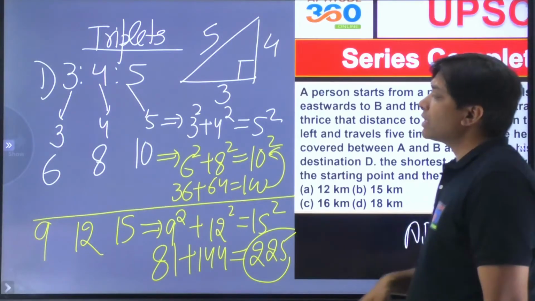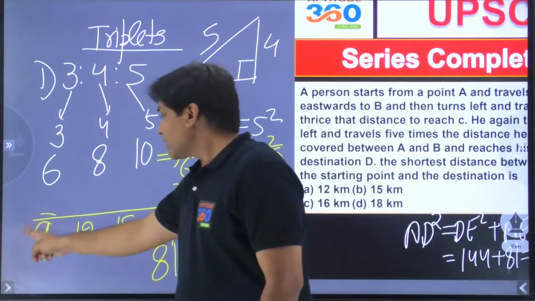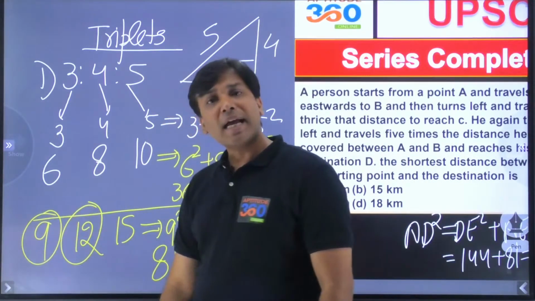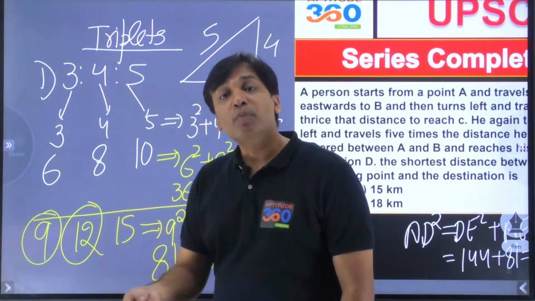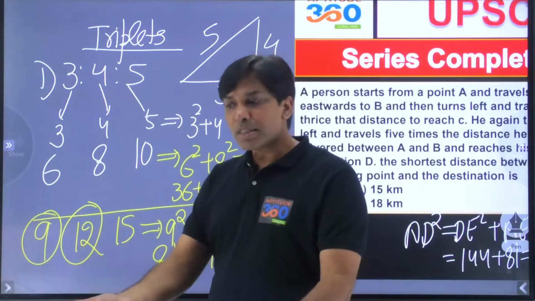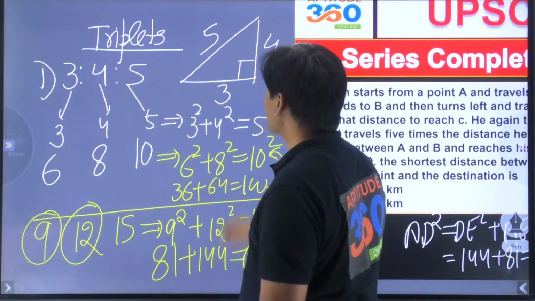If the question gives us 9 and 12, 9 is what? 3 into 3. 12 is what? 4 into 3. What is going to be the diagonal? 5 into 3. Problem is simplified. Do you understand what I'm trying to say?